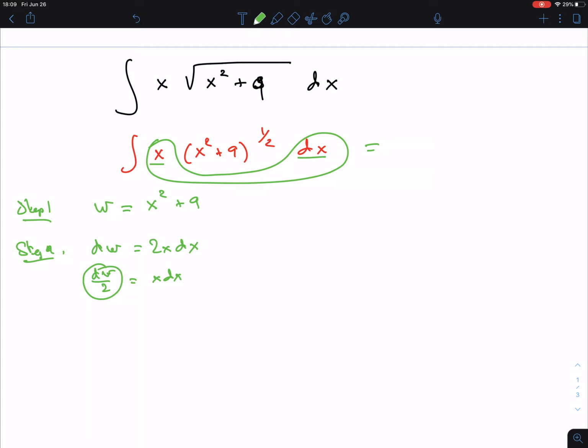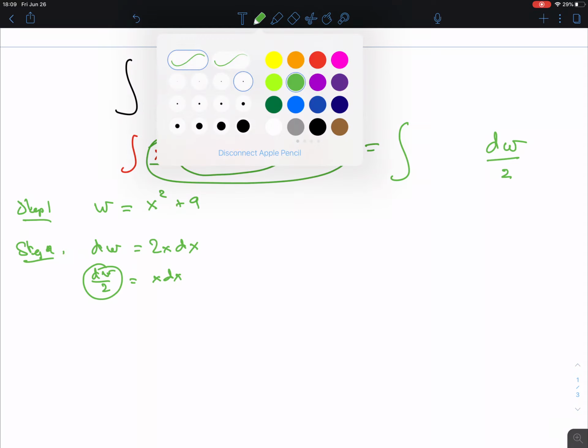So let's see what we get. As I said, the green part is dw over 2 now. I write over 2 there, but it's really 1/2 times dw. In principle, the dw should always be all the way in the back, but we are sometimes lazy and write it as part of a fraction. What about the rest? Well, the rest, okay, let's go red now again.